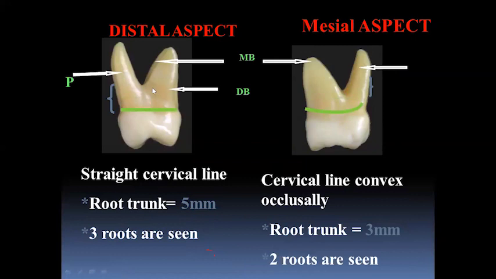Root trunk 5 mm. Three roots are seen: mesiobuccal, distobuccal, and palatal roots. In mesial aspect, root trunk is 3 mm and 2 roots are seen. In distal aspect, 3 roots are seen and the root trunk is 5 mm. Cervical outline is convex occlusally in mesial aspect and a straight cervical line in distal aspect.